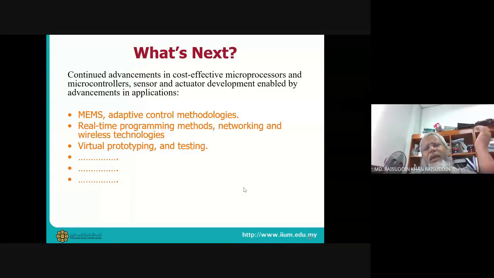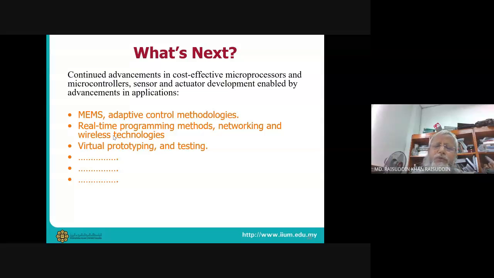Okay, and mechatronics is now becoming more prevalent everywhere because of cost-effective microprocessors and microcontrollers, as well as sensors and actuators. So new ideas are being developed, MEMS and adaptive control methodologies. MEMS we call the microelectromechanical system. Those who have seen the glucose measuring element for diabetic patients, we call it a glucometer. This is a MEMS device.